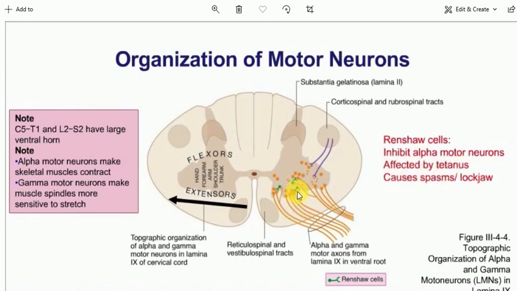So when the tetanus toxin destroys the inhibitory effect of the Renshaw cells on the alpha motor neurons, the firing rate of the alpha motor neurons increases, and it causes tetanic spasms or locked jaw and postural contraction of the muscles which maintain posture. So you have severe spasm of the muscles in tetanus because of the loss of the inhibitory effect of Renshaw cells on these alpha motor neurons.